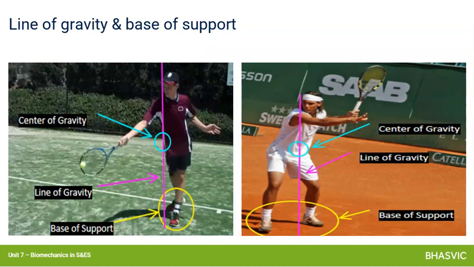So there are lots and lots of examples of these things. Maybe less stable as an inexperienced performer, quite upright. You can see they're off balance because the line of gravity is outside of their base of support. Their feet are too close together. Whereas an experienced player has a wider stance and the line of gravity is well within that.